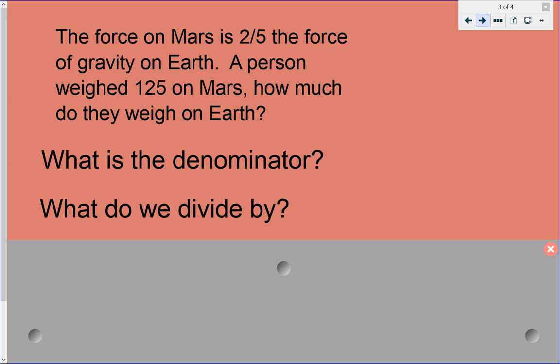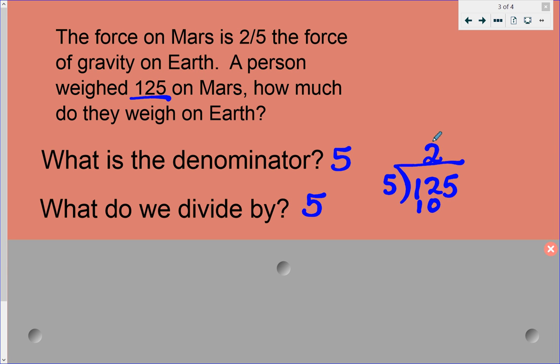The force of gravity on Mars is 2/5 the force of gravity on Earth. A person weighs 125 on Mars. How much do they weigh on Earth? All right, so first of all, what's the denominator? Right, it's 5. And then what do we divide by? It is also 5. So I take my weight on Mars, 125, and I divide it by that denominator, which is 5. How many 5s can we get out of 12? We can get 2. 2 times 5 is 10.